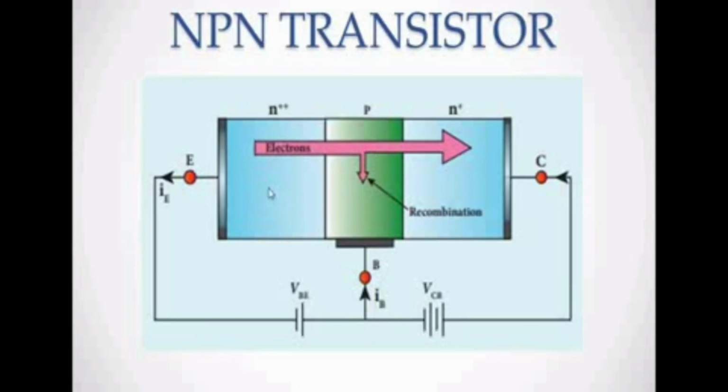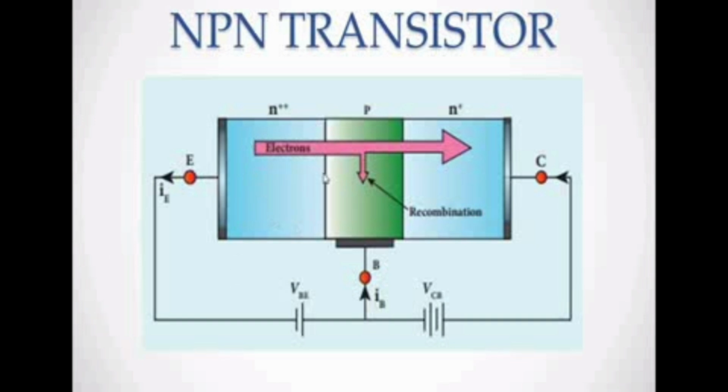Now I am explaining the NPN transistor. The N side has a large number of electrons, and this is the base. It is very thin and has very few charge carriers, and it is lightly doped. That's the collector. It has fewer charge carriers.